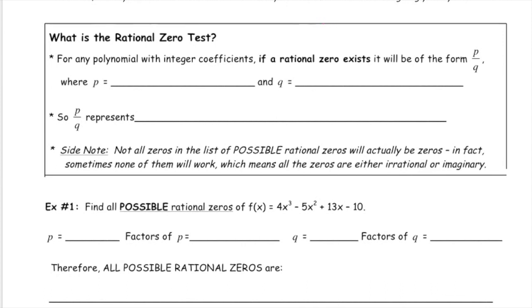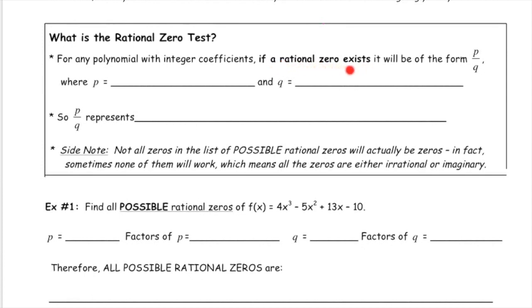I might give you something like y equals x cubed plus x squared plus 1, and we have no way of factoring that. So we're going to use what's called the rational zero test to help us get started. The rational zero test says that for any polynomial with integer coefficients, if a rational zero exists, rational meaning real, and also rational meaning it won't have a square root. Okay, so this is again the rational zero, meaning there's not going to be any square roots.